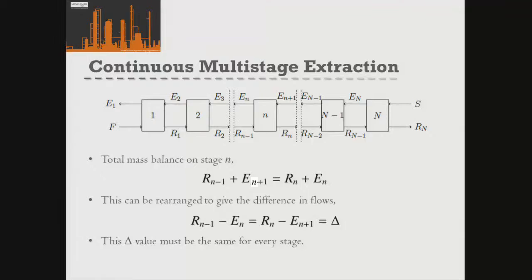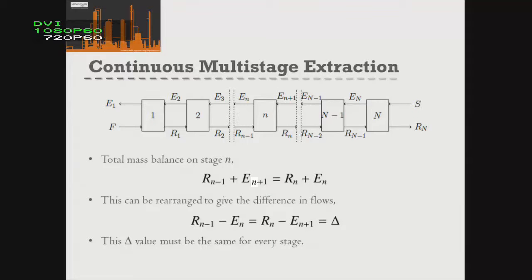So if we concentrate on our general stage N, again, what we know is that what goes in must come out. So our Rn minus 1 plus our En plus 1, which are the two streams entering that stage, must equal En and Rn, which are the two streams exiting that stage.